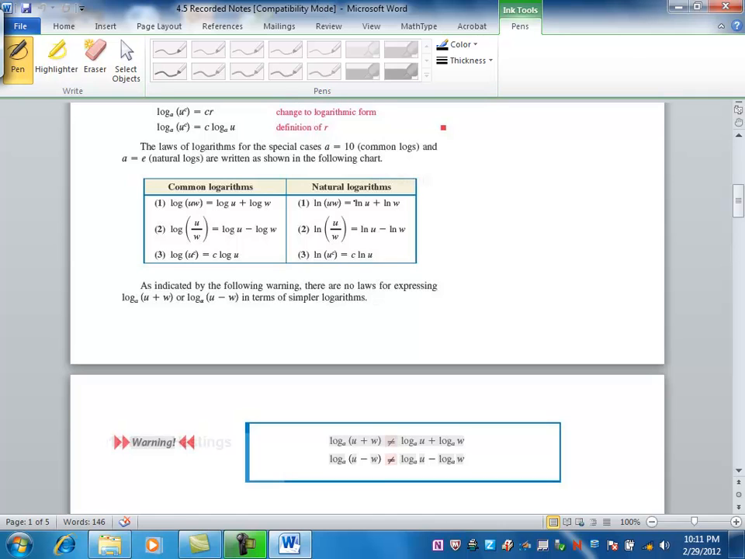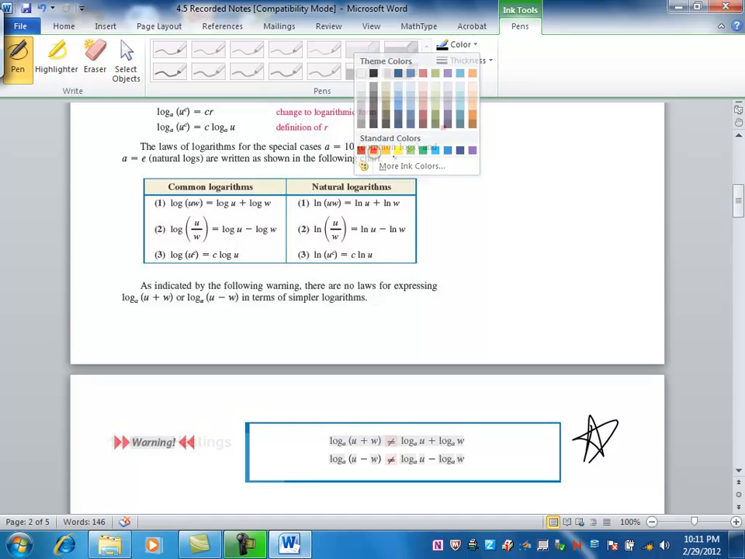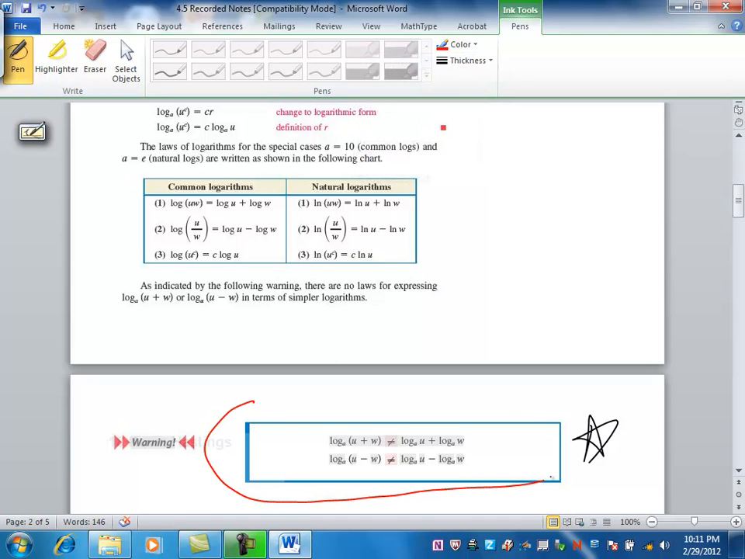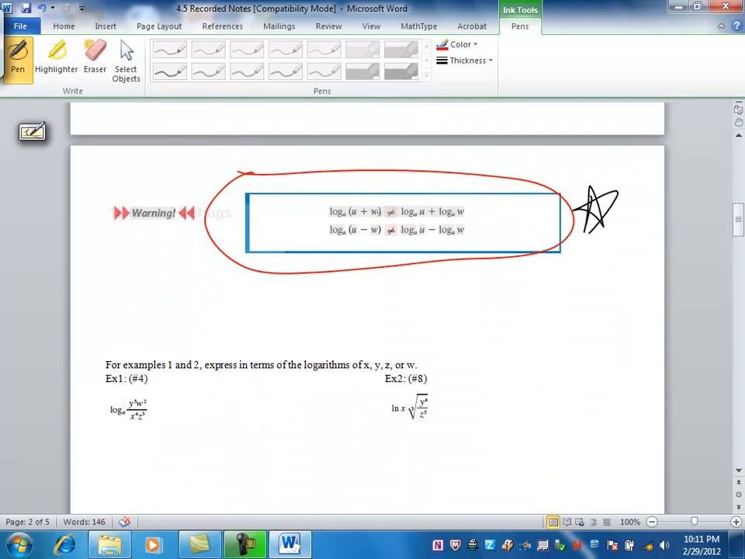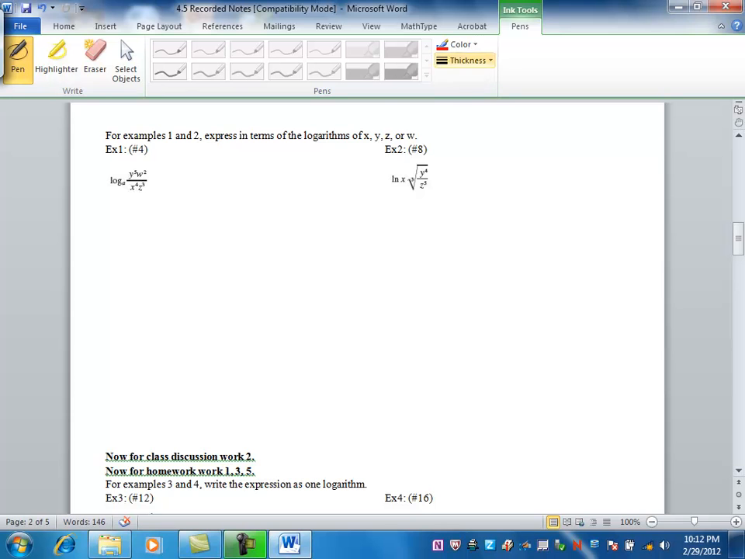One thing that we need to pay careful attention to, I should probably get the red marker out here and circle this. This is a big deal. Guys, I can spot this a mile away. The log of a sum is not the sum of the logs, nor is the log of a difference the difference of the logs. Alright, so we need to keep that in mind as we move forward here.